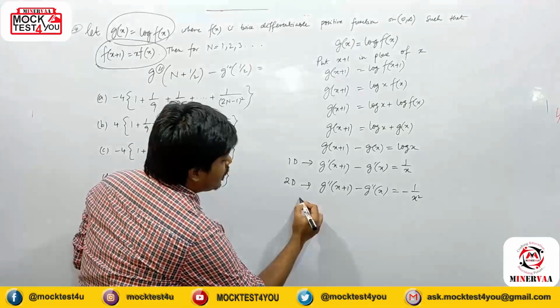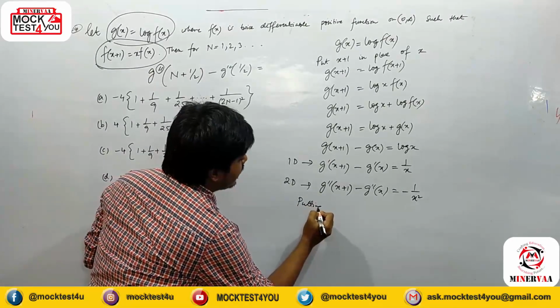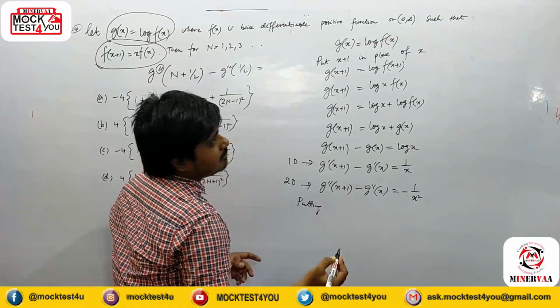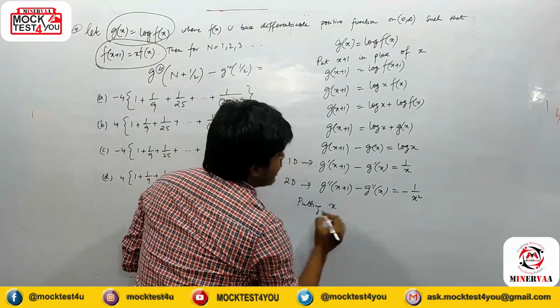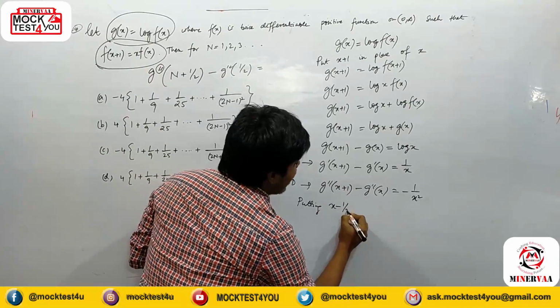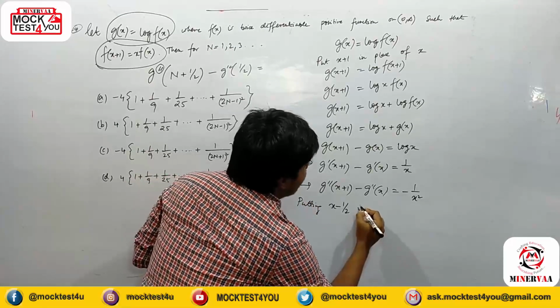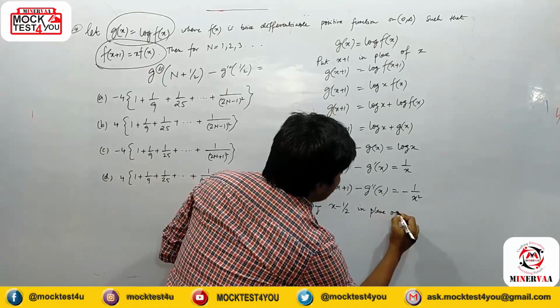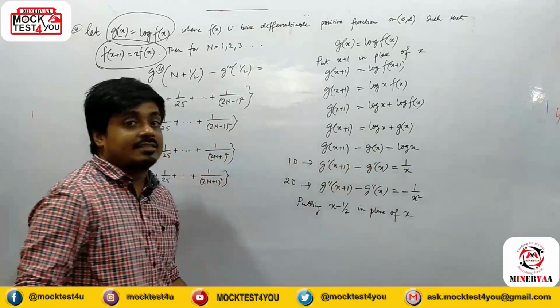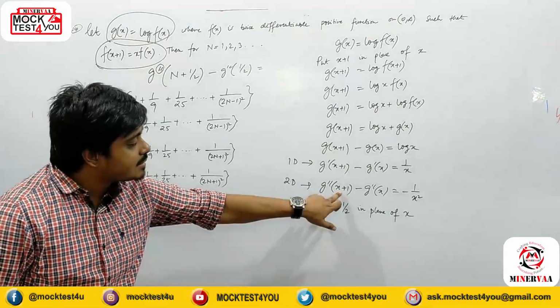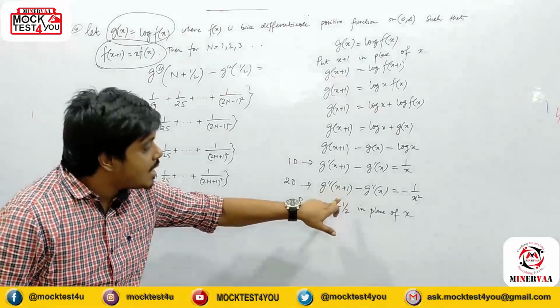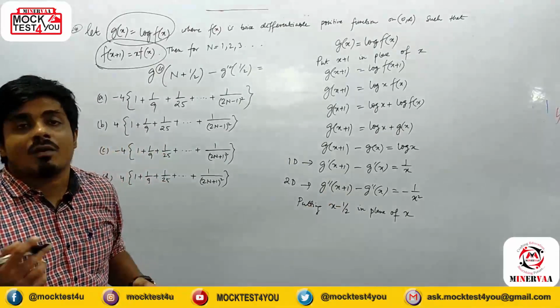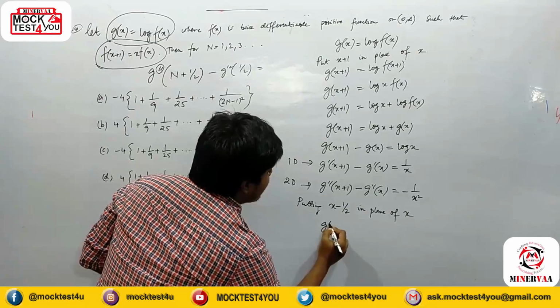So I will write, putting x minus half in place of x. Putting x minus half in place of x. Let's see what happens. Now if I put x minus half in here, what happens? Minus half plus 1 becomes what? Plus half. So g double dash, what do we have?